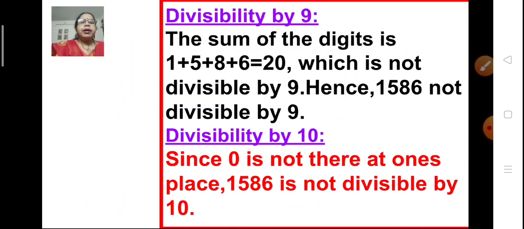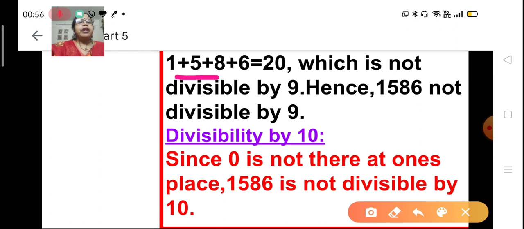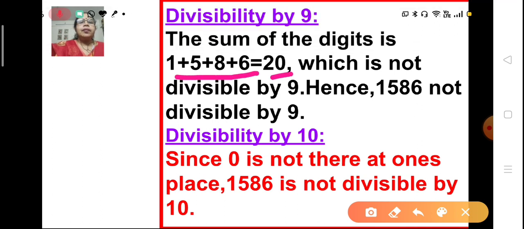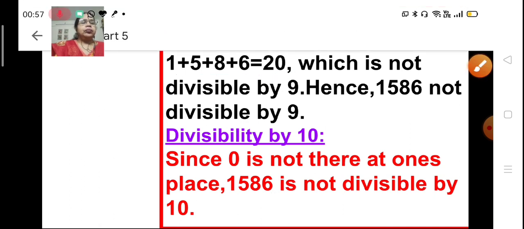Now divisibility by 9, we have to check the sum of the digits. And what is the sum of the digits? 1 plus 5 plus 8 plus 6 is 20, and 20 is not divisible by 9. So the number 1586 is also not divisible by 9. And divisibility by 10, it should have 0 in ones place, but in this number we can see 6 is there in ones place, so it is not divisible by 10.